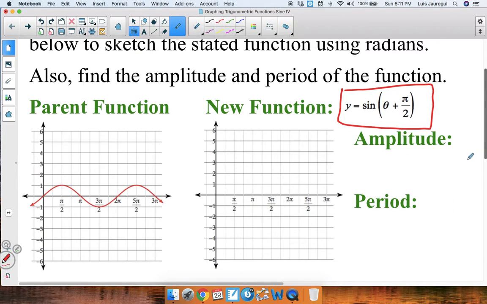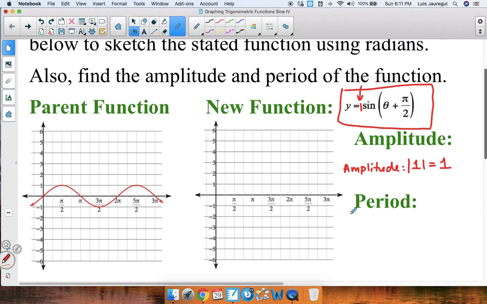So let's go ahead and figure out what the amplitude is. Recall that the amplitude is the distance from the midline to the maximum or the distance from the midline to the minimum. In this case, we're going to figure it out by taking the absolute value of the coefficient of sine. Notice that sine has an implicit 1 here as its coefficient, so amplitude is equal to the absolute value of 1, which happens to be 1.